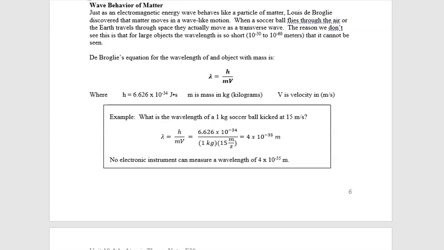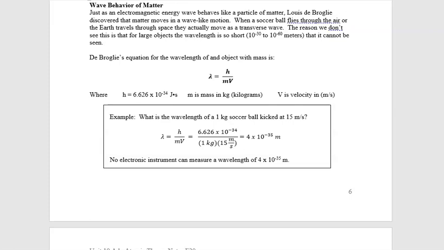Now, the de Broglie equation for the wavelength of an object with mass is wavelength equals h, Planck's constant, over m, the mass, the abbreviation you had from physics. And v, that's velocity, the speed that it's going, in meters per second. So, again, these are really just plug-in-the-numbers problems.